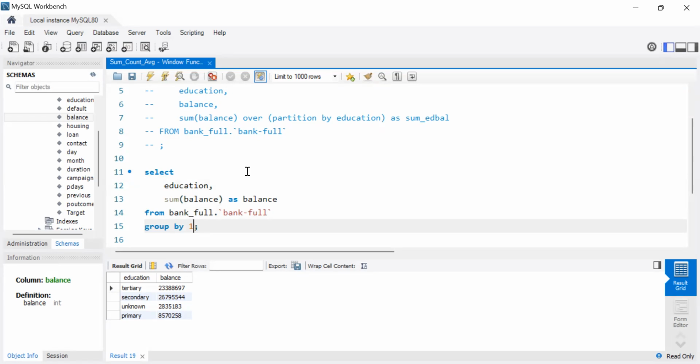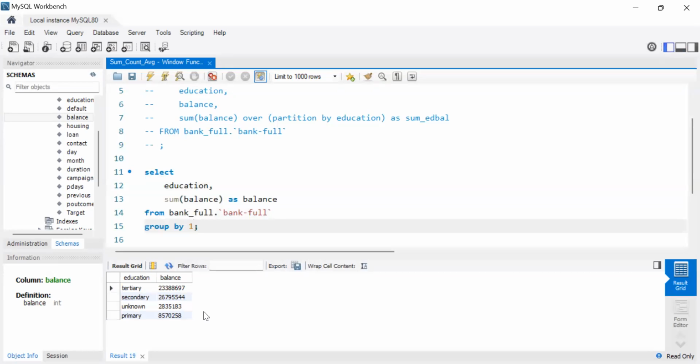A Windows function when working with aggregate functions is not very different from group by. The only difference is that group by limits you to the number of distinct categories. For example, education has four distinct categories: tertiary, secondary, unknown, and primary. So it limits you to this. If you can remember correctly, when we were quickly scanning, tertiary was 23.3 million, secondary was 26.7 million, unknown was 2.8, and primary was 8.5.